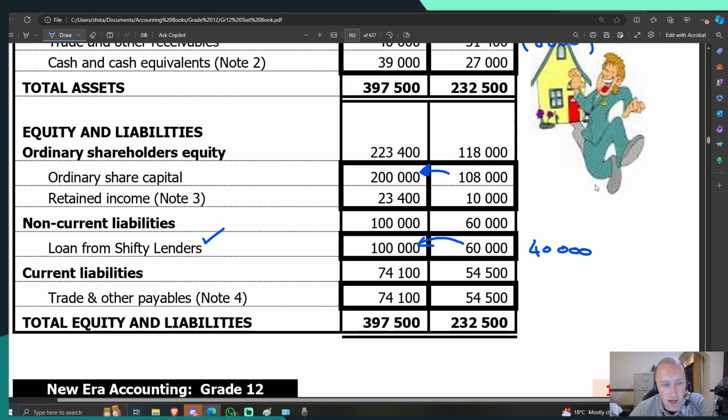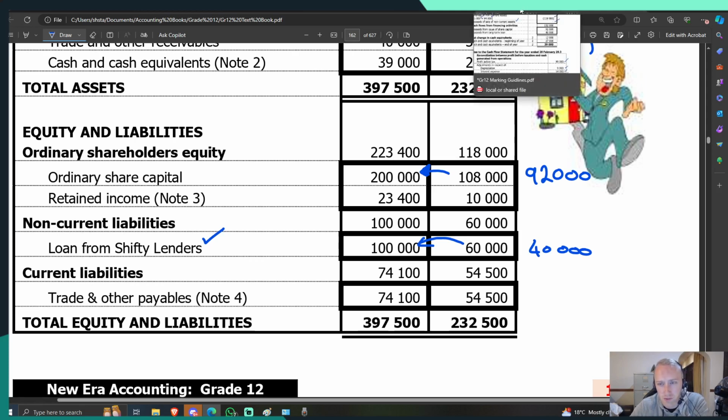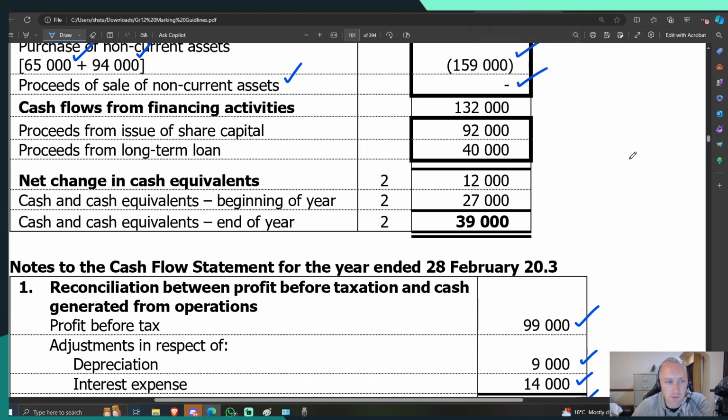So, ordinary share capital went from 108,000 to 200,000, which means we had an increase of ordinary share capital of 92,000. Now, would that be a cash inflow or cash outflow? Well, we sold shares, so we got money in for selling those shares, so it's a cash inflow. So that too will not be in brackets. Let's go to our marking guidelines.